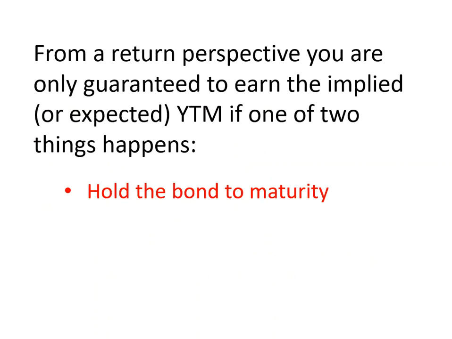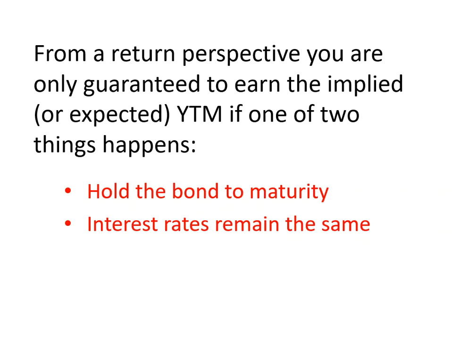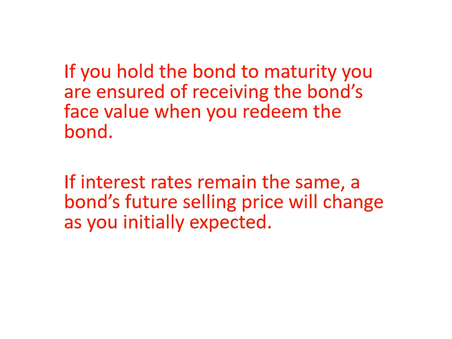From a return perspective, we are only guaranteed to earn our implied or expected yield to maturity, that is, the yield to maturity at the time we bought the bond, if one of two things happen. First, if we hold the bond to maturity, and second, if interest rates remain the same. This is because if we hold the bond to maturity, we're assured of receiving the bond's face value, or in the case of our bond, the full $1,000 when we redeem the bond.